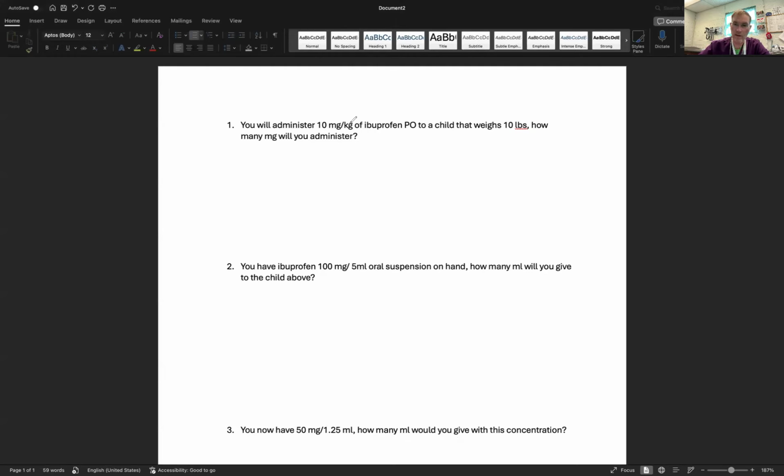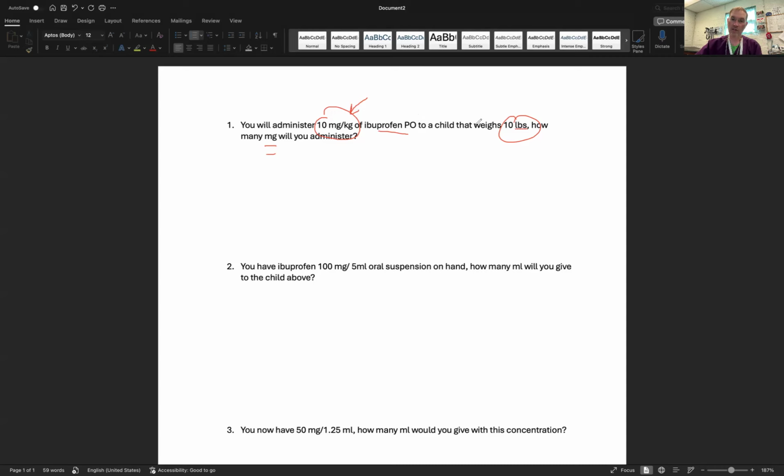Question one. We will administer 10 milligrams per kilogram of ibuprofen PO, per os, or by mouth, to a child that weighs 10 pounds. How many milligrams? What's the dose? How many milligrams will we administer? So we need to administer 10 milligrams per kilogram. For every kilogram of body weight, we need to give 10 milligrams.